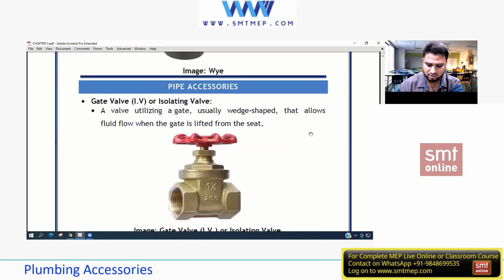Now let's move on with the accessories. The very first accessory we are about to see is a gate valve. So now you know, what exactly is a gate valve online? A gate valve is something which is not a regulating valve. So what exactly is a gate valve?